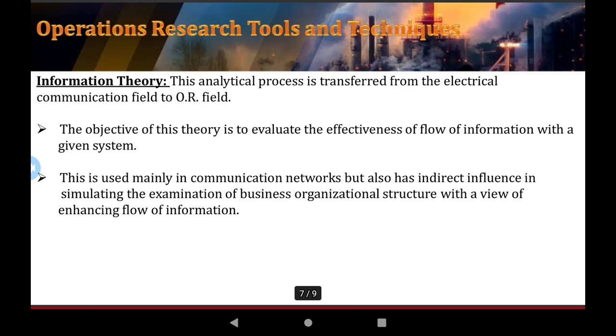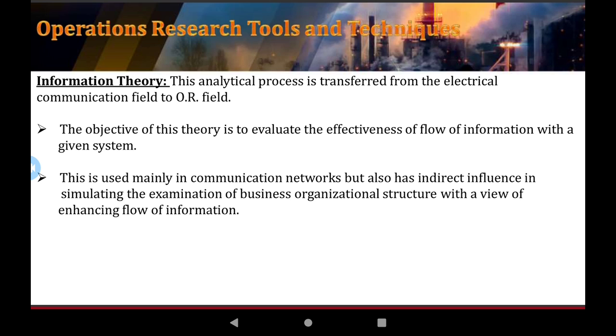Operation research tools and techniques provide some techniques, and another is information theory. This theory gives information according to the project. प्रोजेक्ट के बारे में बहुत सारी information देता है. Information theory is an analytical process. Some of the analytical procedures are transferred to the electrical communication field of operation research.